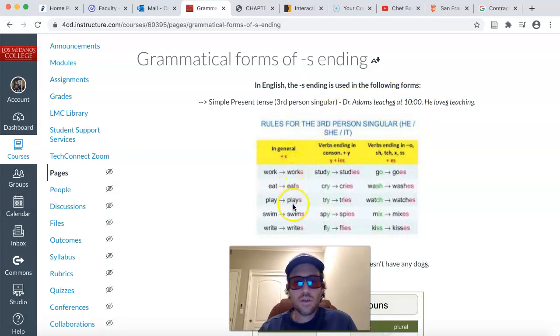You can see some other examples in this left column of when verbs add an S when speaking about someone in the third person, he, she, or it. And then you have the regulars, spelling changes. Again, you've probably reviewed these in grammar before.